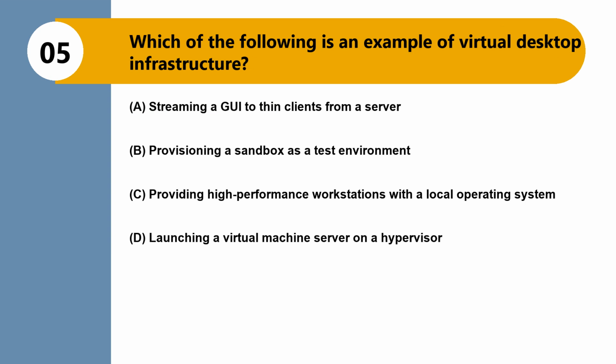Question 5. Which of the following is an example of virtual desktop infrastructure? Option A. Streaming a GUI to thin clients from a server. Option B. Provisioning a sandbox as a test environment. Option C. Providing high-performance workstations with a local operating system. Option D. Launching a virtual machine server on a hypervisor.